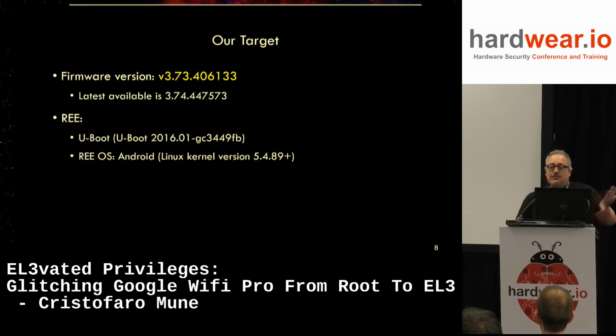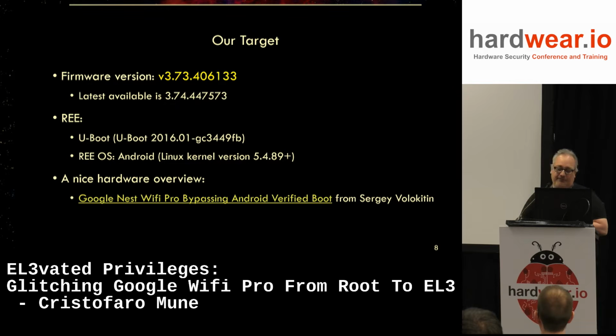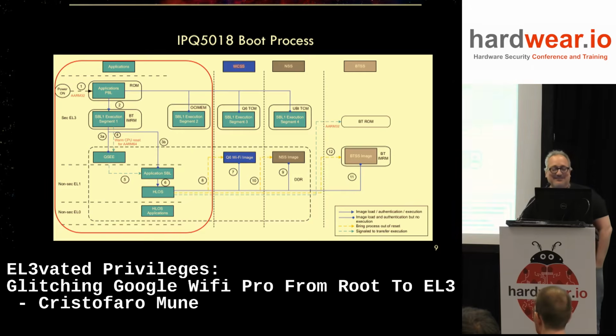The REE side, the non-secure side: what we usually see is basically U-Boot, the bootloader, and the OS is basically Android based on Linux kernel version 5.4. There is a nice hardware review provided by Sergey, who is at the end of the room, by the way, at hardwear.io in the Netherlands in 2024. It's nice to quote you, Sergey. It has been very useful. And in this case, this shows a little bit of the boot process.